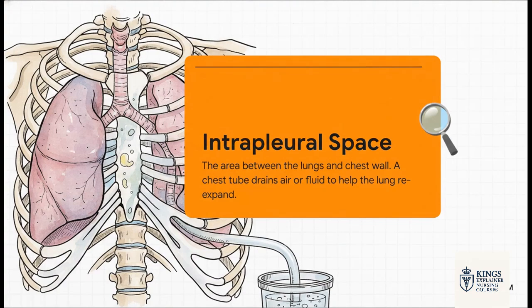So the key area we're focused on is the intrapleural space. The easiest way to think about it is this tiny potential space between the outside of the lung and the inside of the chest wall. Normally not much is going on in there, but when things like air or fluid get trapped in that space, it starts to squeeze the lung. And a squeezed lung can't fully expand to breathe. So the entire job of a chest tube is just to drain all that unwanted stuff out, giving the lung room to pop back open and do its job.